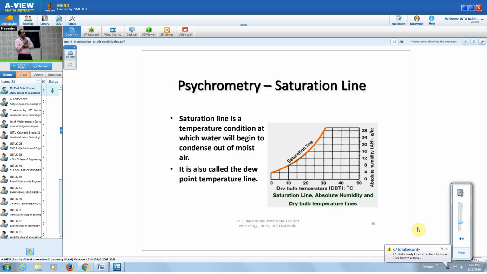The next one. This is the saturation line, already I discussed about this, right? The saturation line is the temperature condition at which water begins to condense out of moist air. It is also called the dew point temperature line. This point, where the wet bulb and dry bulb temperatures coincide, is called the dew point temperature. That's why the saturation line is also called the dew point temperature line. Next.